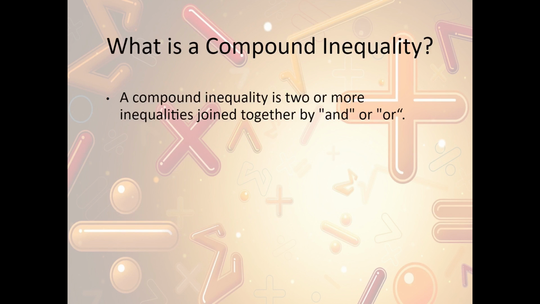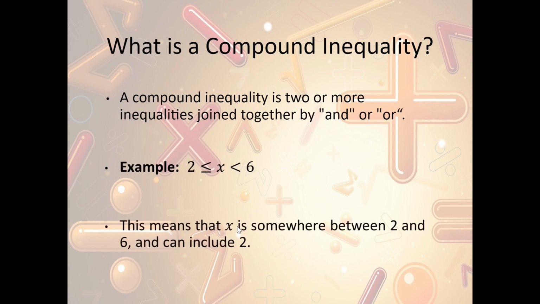Now, what is a compound inequality? A compound inequality is two or more inequalities joined together by "and" or "or". And what does that look like? It looks like this: 2 is less than or equal to x is less than 6. So what that really means is x is somewhere between 2 and 6. And because it has the "or equal to" on this side, it can include 2, but it can't include 6. So it's somewhere between them.